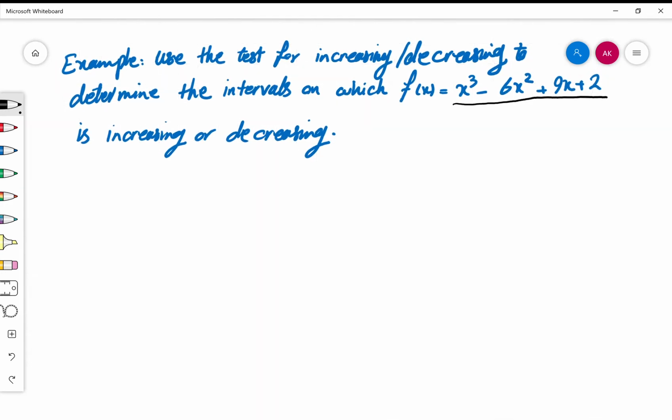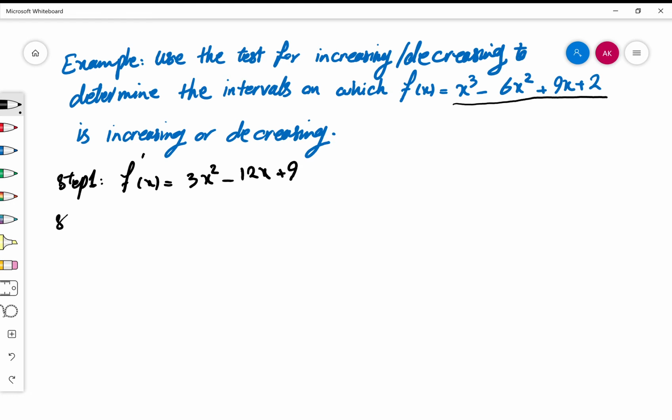Well, we will go one by one. Step one is that we want to use the increasing decreasing test. It means that we have to find the signs of f prime. So we start with finding f prime. F prime is going to be 3x squared minus 12x plus 9.